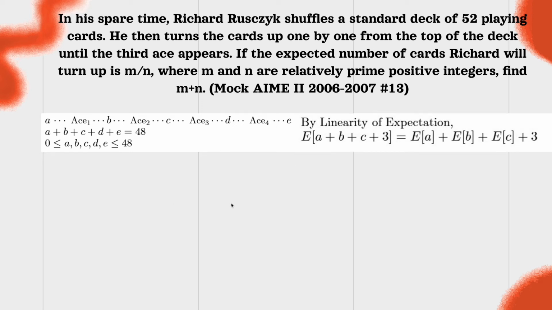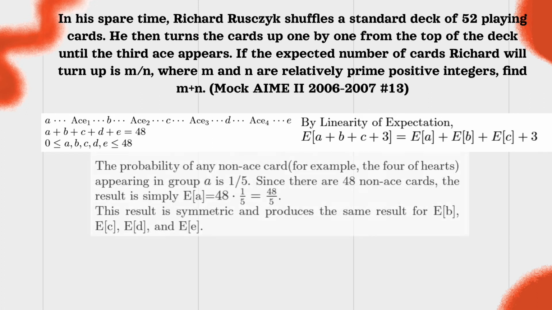Now, we are only concerned about the third ace, though. We see that the position of the third ace would be the A cards before the first ace, plus the B cards before the second ace, plus C, plus 3, because we need to add the first ace, the second ace, and the third ace, which are 3 cards. Now we can apply our new theorem to get our answer to be the expected value of A plus the expected value of B plus the expected value of C plus 3. Note that A, B, and C, again, can be any number from 0 to 48.